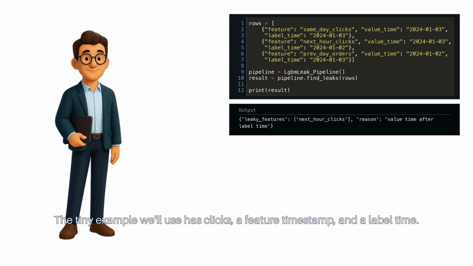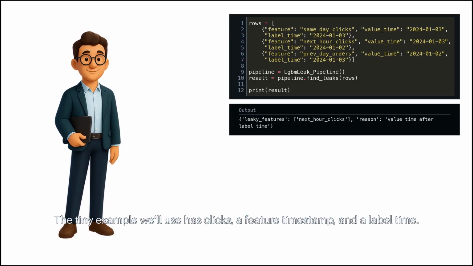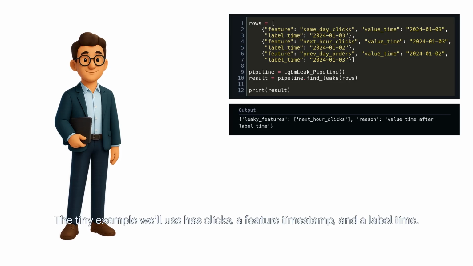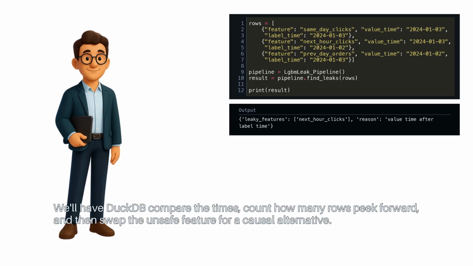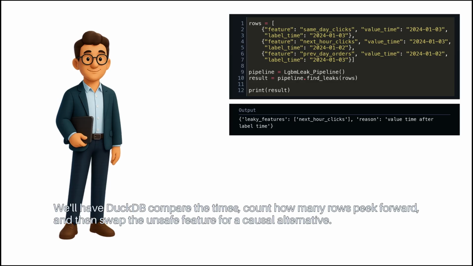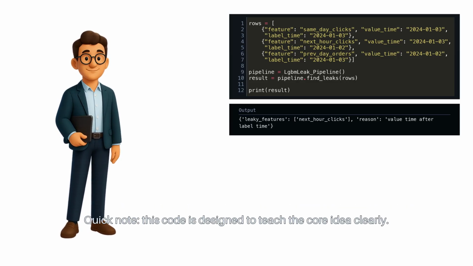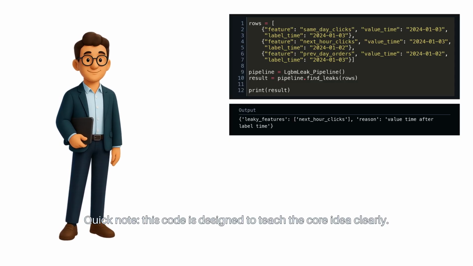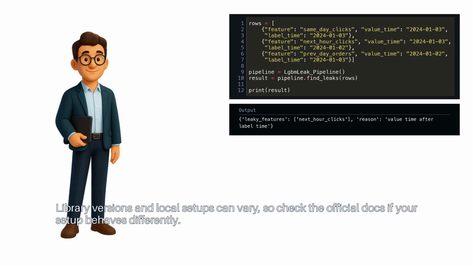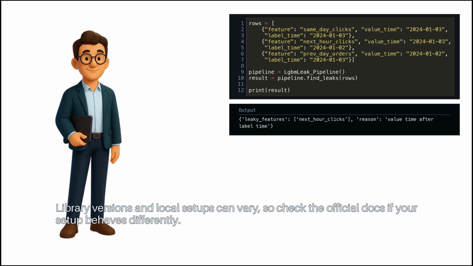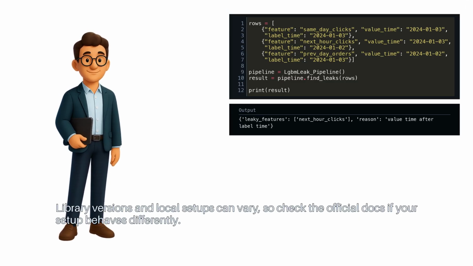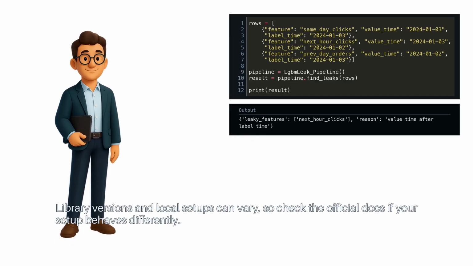The tiny example we'll use has clicks, a feature timestamp, and a label time. We'll have DuckDB compare the times, count how many rows peek forward, and then swap the unsafe feature for a causal alternative. Quick note, this code is designed to teach the core idea clearly. Library versions and local setups can vary, so check the official docs if your setup behaves differently.